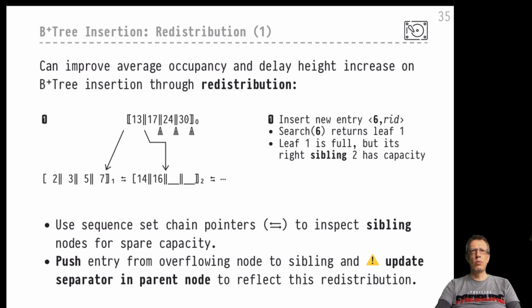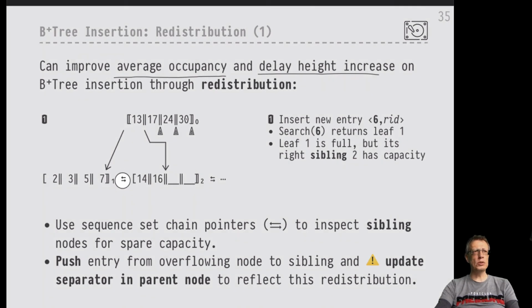It's the redistribution during B+Tree insertion. It can help to improve the average occupancy and may delay splits and thus may delay height increase in these B+Trees. Okay, and this redistribution is actually very nicely supported by the chaining of the nodes in the same B+Tree level. Recall that the sequence set nodes are chained among each other, so that would be the chain I'm just talking about, the chain pointers.